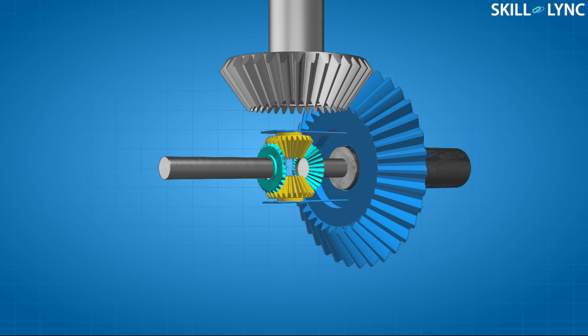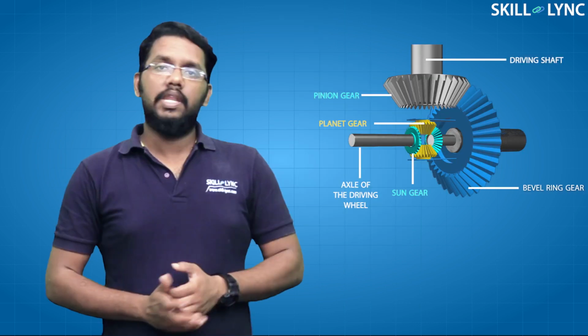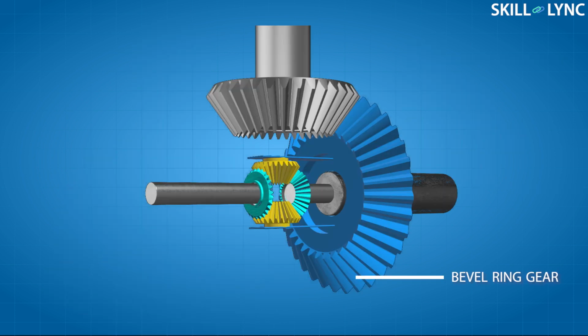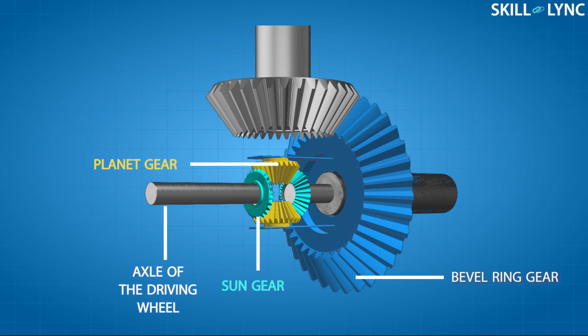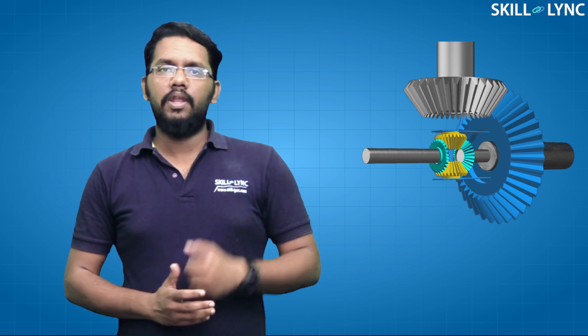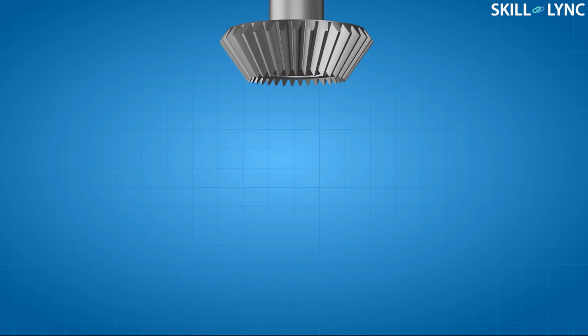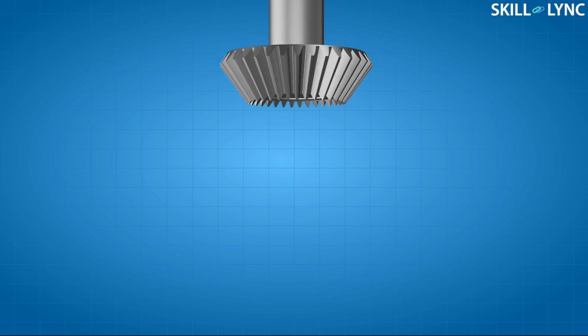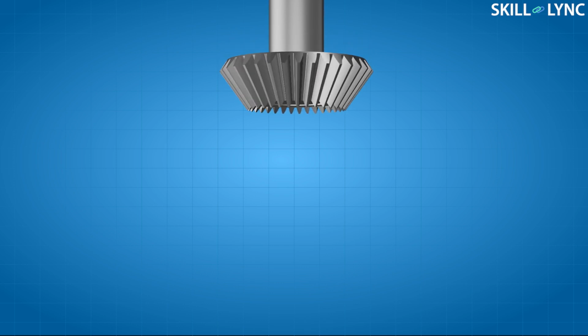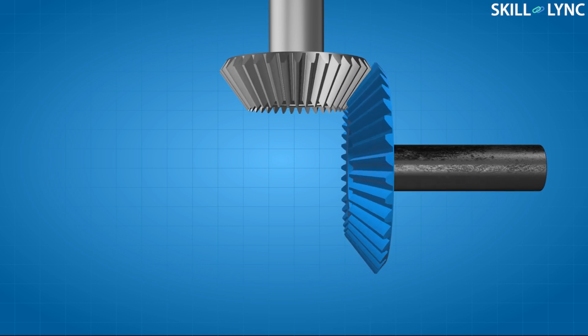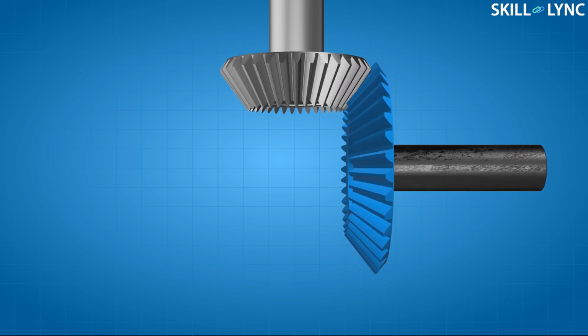The intended function of the differential is achieved by its arrangement of the gears. Let's have a look at a standard differential gear. Now you can see a differential gear with all its parts marked. There's a bevel ring gear, there are planet gears, sun gears, axles of the driving wheels, a pinion gear, and the driving shaft. Let us zoom in on the differential and discuss the parts one by one. A pinion gear on the drive shaft is used to transmit the power from the engine to the differential. A bevel ring gear is connected to the pinion gear. The bevel gear transmits power from the pinion gear to the rest of the system.